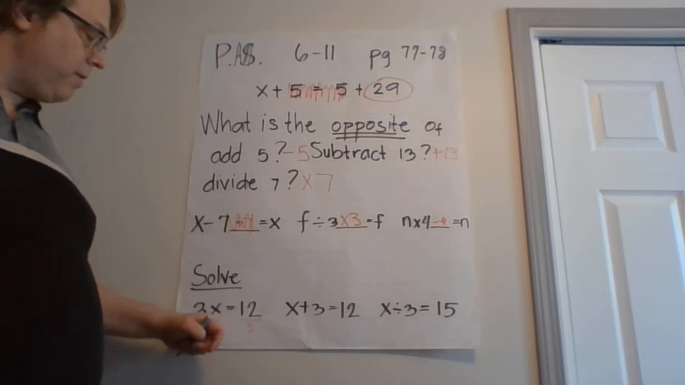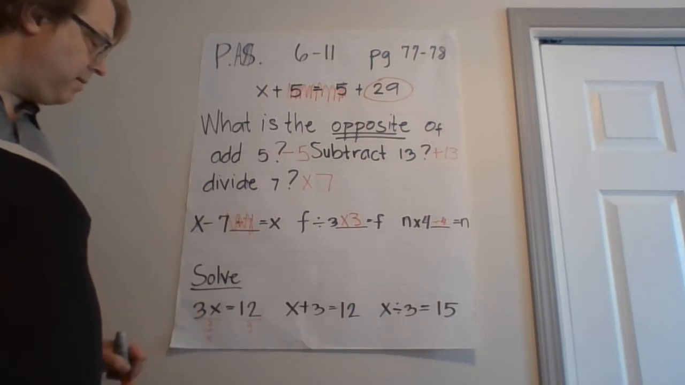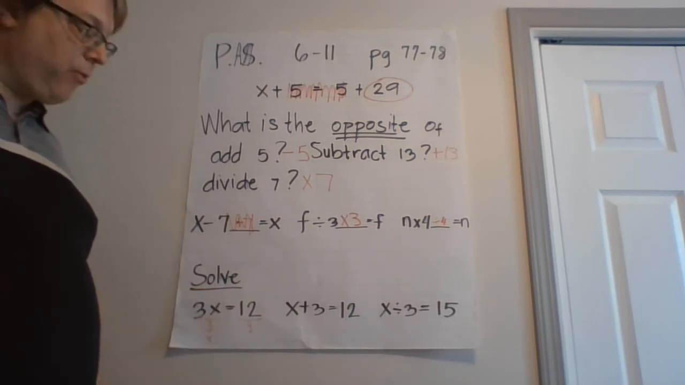This is a full equation. So 3 times x divided by 3 is x. What is 12 divided by 3?